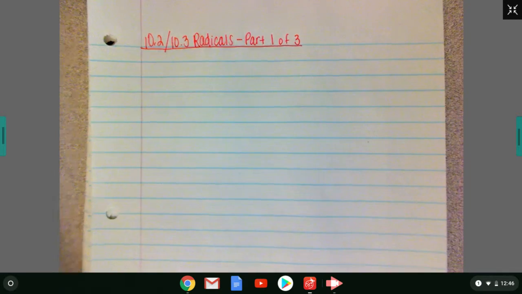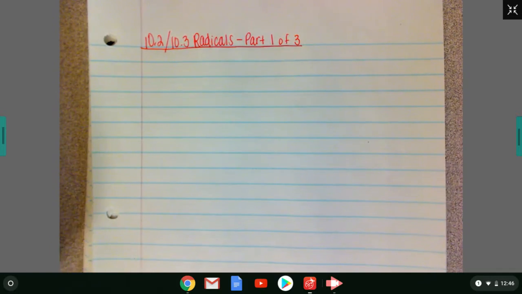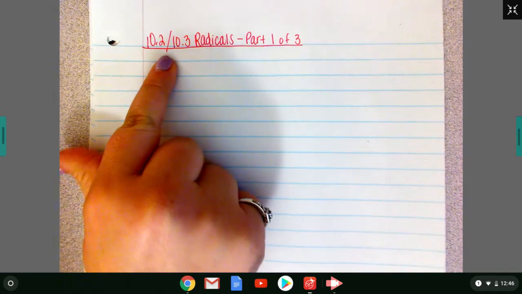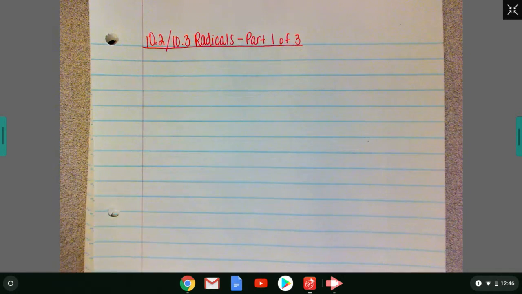We're going to do our notes on sections 10.2 and 10.3. Those are on radicals, and this is going to be a three-part video. I'm combining the two sections, but I'm doing it in three parts, so it's kind of sketchy how it worked out, but that's how it'll play. So let's check out the beginning.